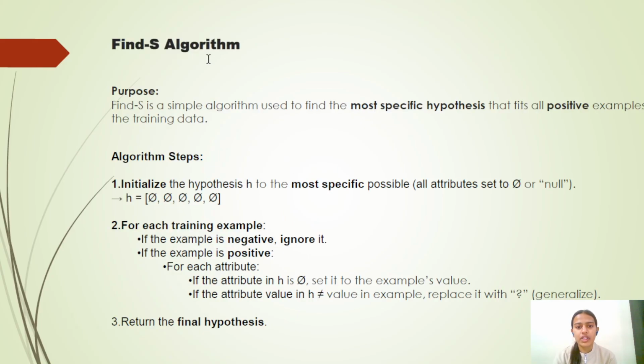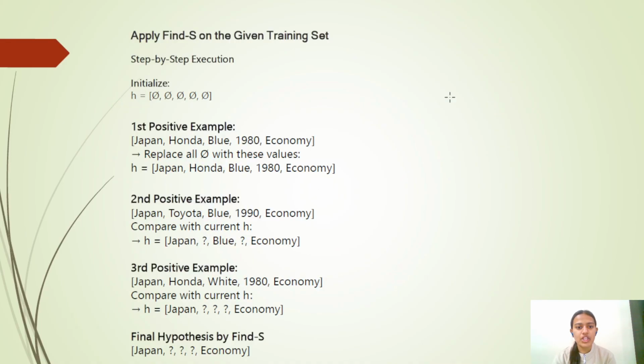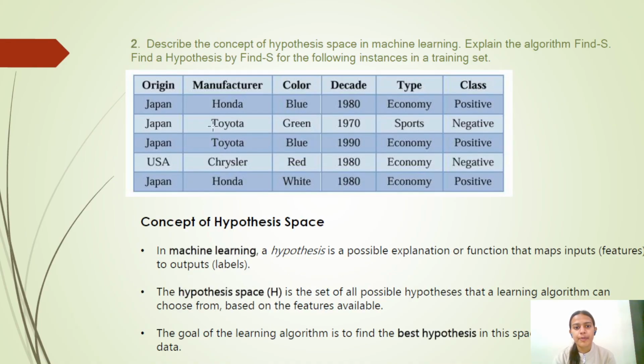So we will solve this data set using the Find-S method. We can see the first case is positive. So we will first initialize H with phi. The first example is positive, so we will replace the H values with these values. Now our H contains the first positive example's values. Now we can see the second example is negative, so we will ignore it.